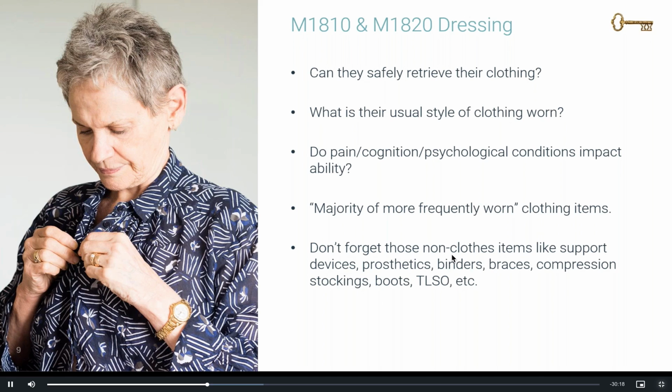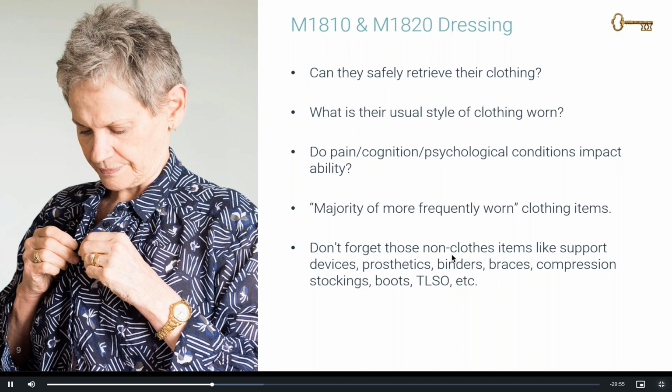And don't forget, we can count those non-clothing items that are put on as part of a dressing process, like putting on a brace or putting on a prosthetic or things of that nature. The boots after they have a fracture and they need a boot on their ankle, for example. So all of those types of items are part of the dressing process.